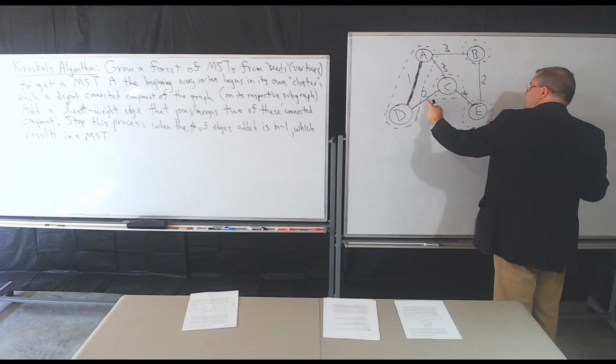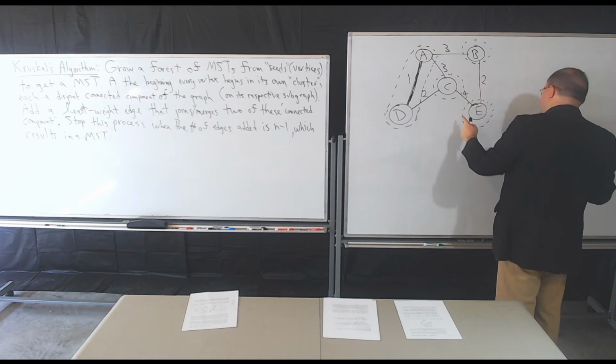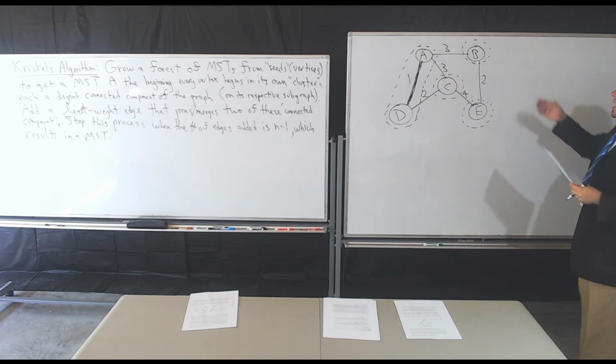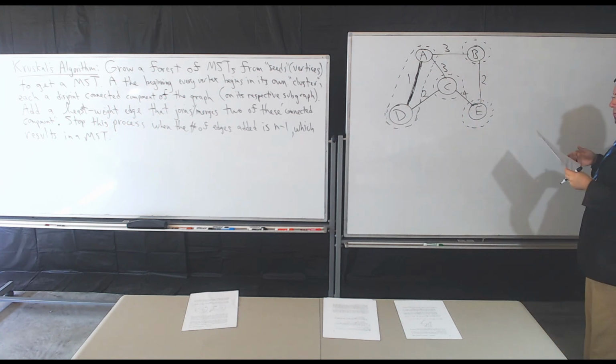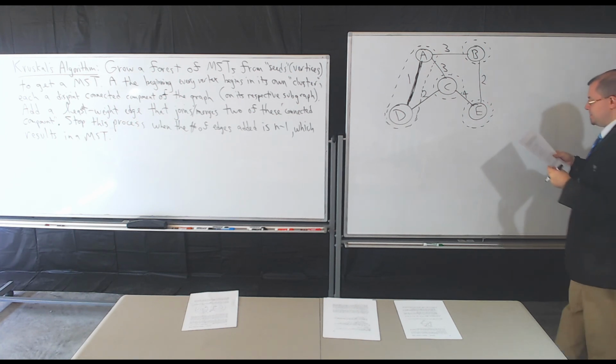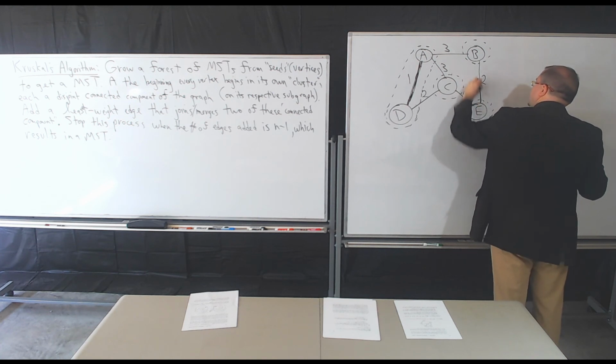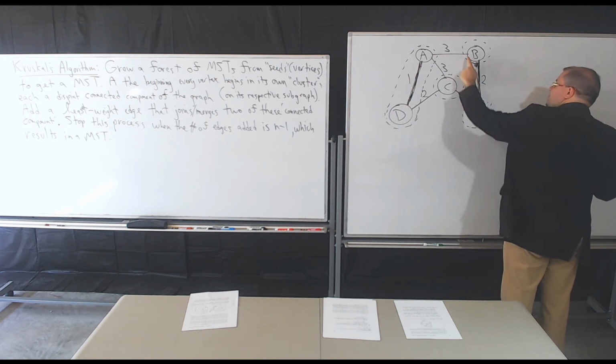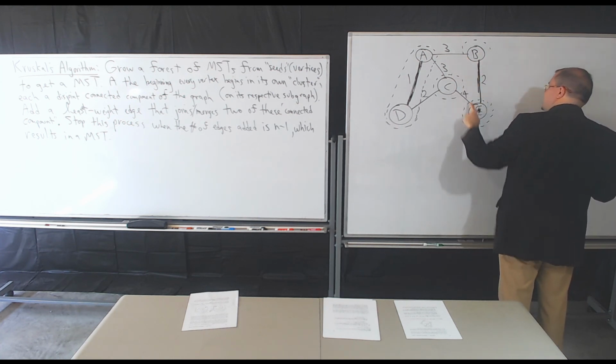So I got 1, got 2, got 3, 3 and 2 and 4. Now, if there's ever a tie between the least weight edge, just pick any one of the two. So what I'm going to do is I'm just going to pick this edge right here. That's the least weight edge that can merge two of these clusters.